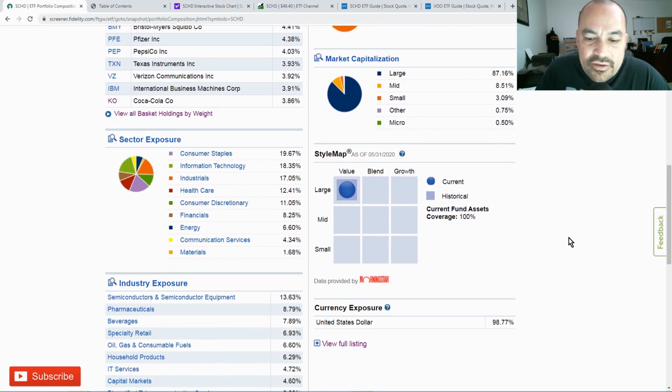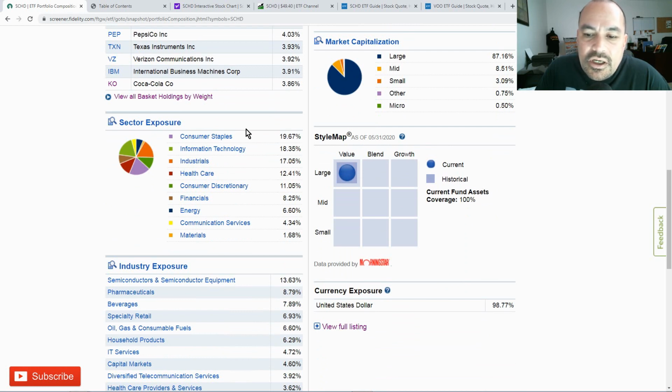And we look at the sector exposure. Consumer staples makes up 20% of the fund. Information technology makes up 18%. Industrials make up 17%. Healthcare is at 12%. Consumer discretionary is at 11%. Financials at 8%. Energy at 6%. Communication services at 4%. And materials under 2%.